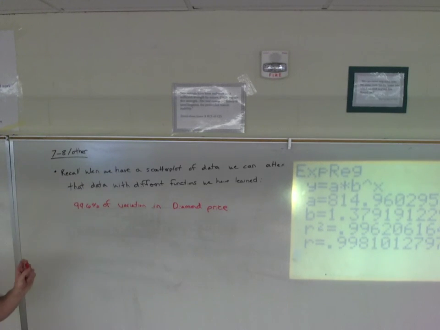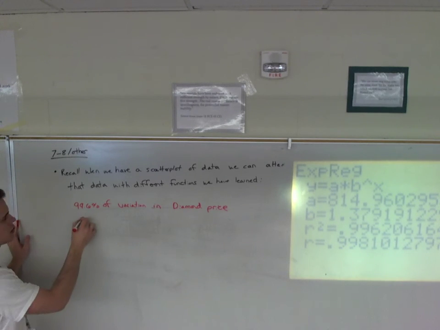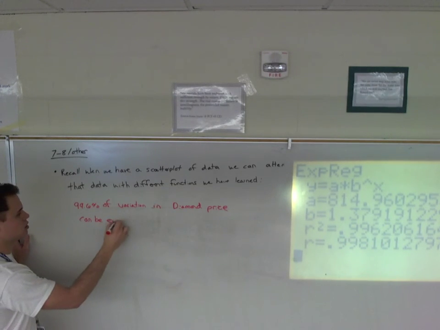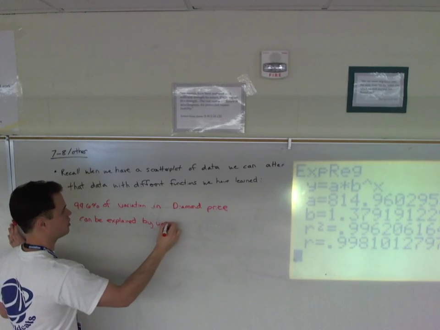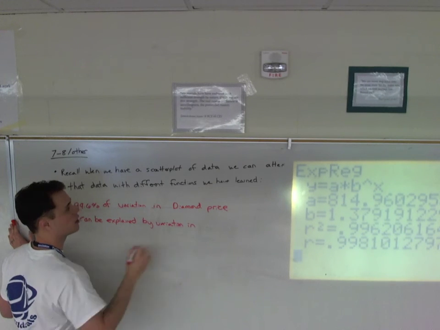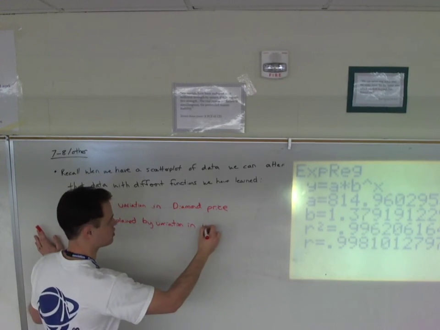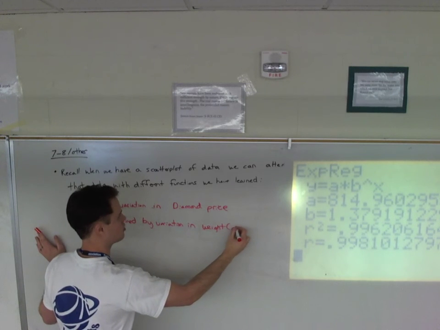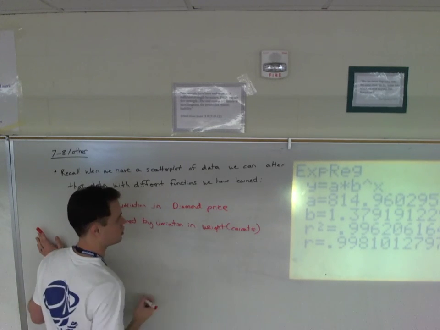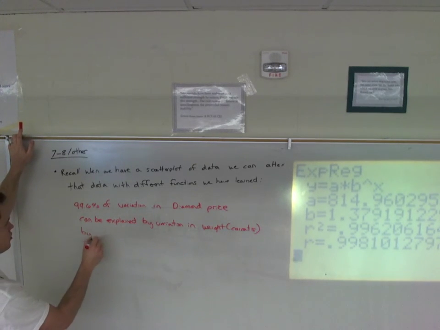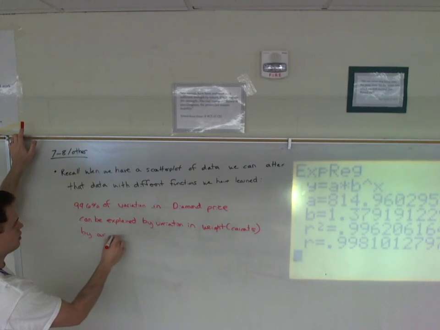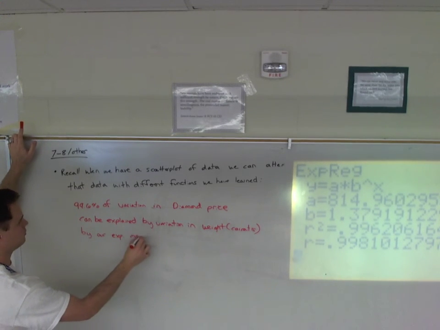This is what I need to see on a couple of your problems. So 99.6% of variation in diamond price can be explained by variation in what? Carats. In weight, which is carats. Can be explained by variation in carats by our exponential model.